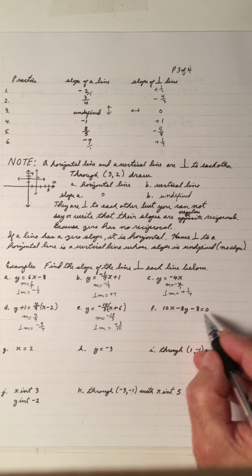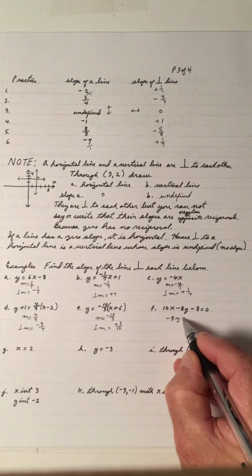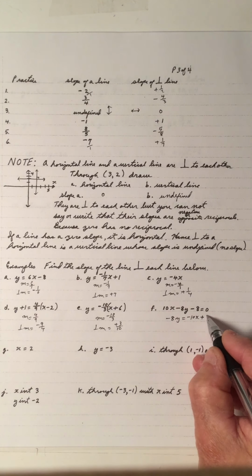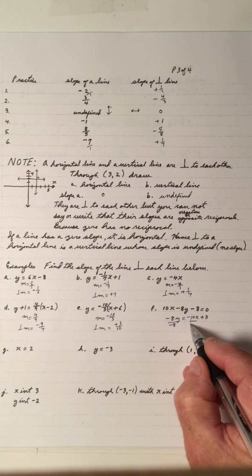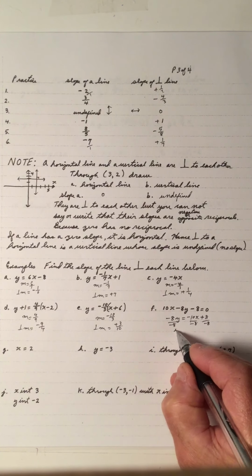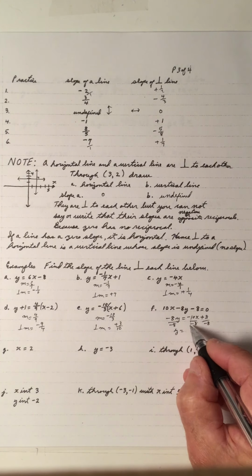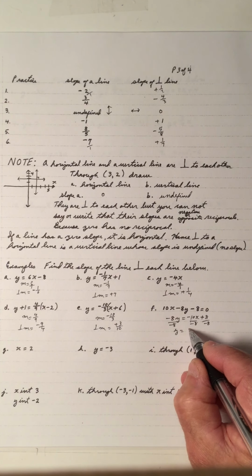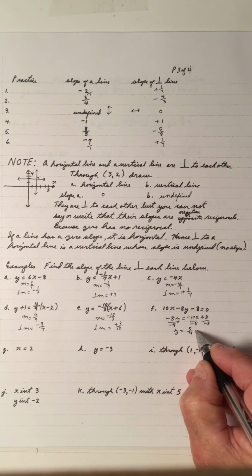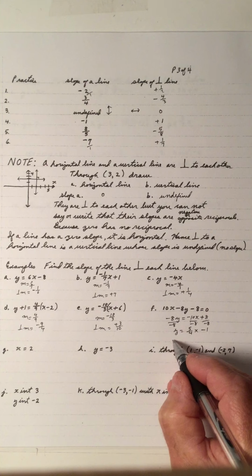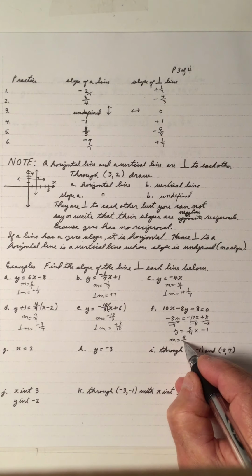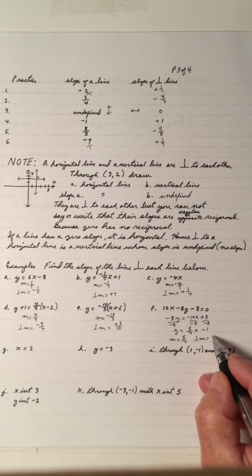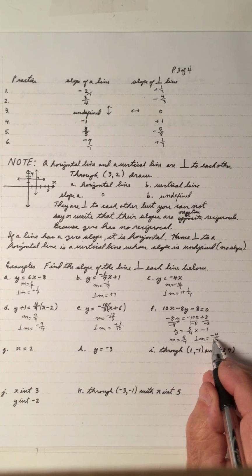Now we have to solve this one for y. Negative 8y equals negative 10x plus 8. Divide by negative 8. In other words, what I'm doing is solving for y. So solving for y gets y equals mx plus b. So negative over negative is positive. 2 into 10 goes 5 over 4x minus 1. So the slope of this line is 5 over 4. Y equals mx plus b, slope. And the slope of the perpendicular line is a negative 4 over 5.